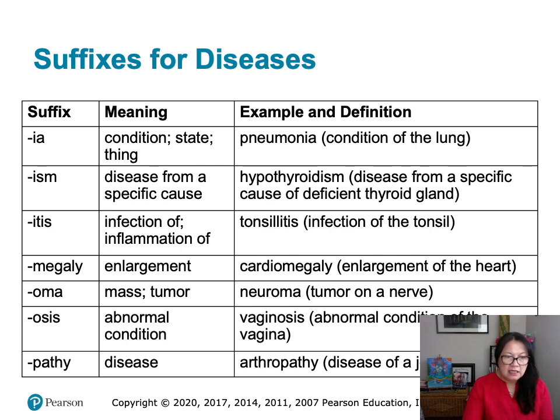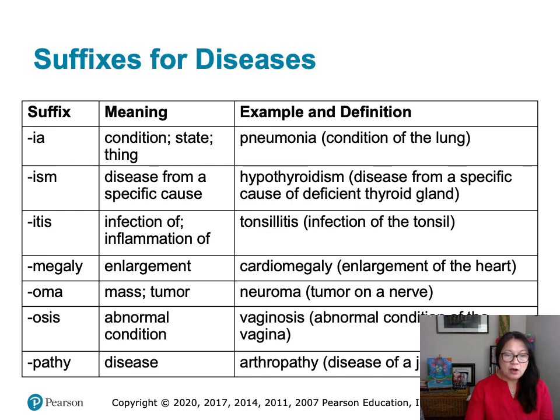The next suffix, -itis, is probably the most common disease suffix. It means infection of or inflammation of. It can be used to indicate infection or inflammation of a specific structure anywhere in the body. For example, tonsillitis means infection of the tonsil. The suffix -megaly means enlargement. An example using this suffix is cardiomegaly, which means enlargement of the heart.